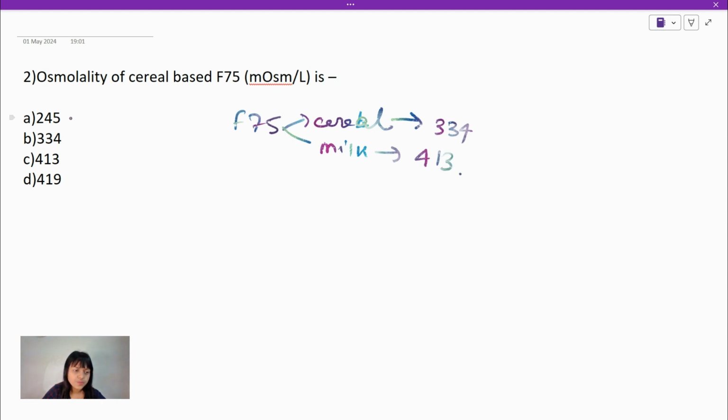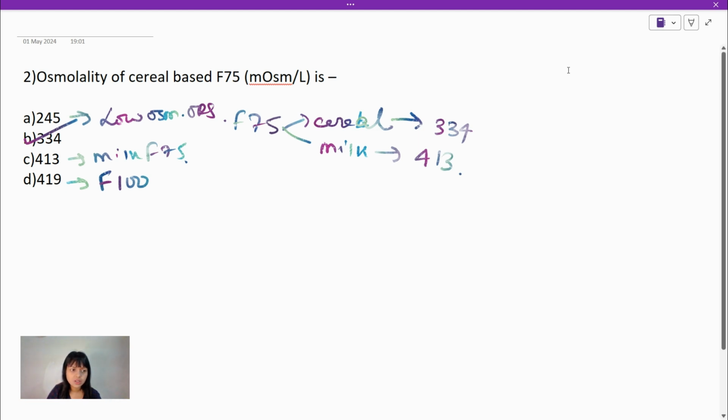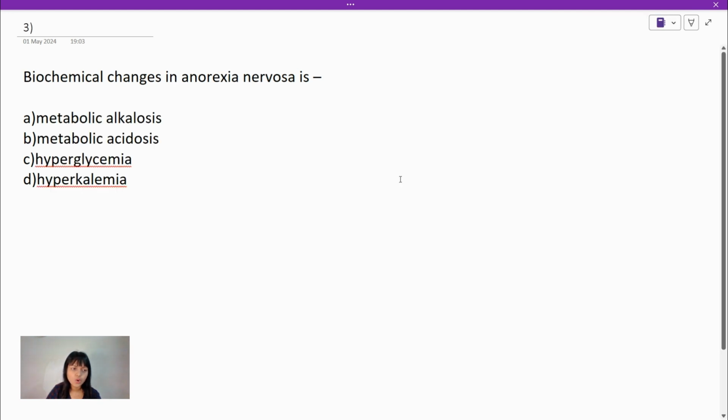Okay, so the options are 245. 245 is osmolarity of low osmolar ORS, as all of you are knowing. 334 is osmolarity of cereal based F75. 413 is milk based, as I already mentioned, and 419 is the osmolarity of F100 formula. Clear? Now, so here the answer will be option B. Okay, so now moving on to the third one liner, that is, what is the biochemical changes in anorexia nervosa?